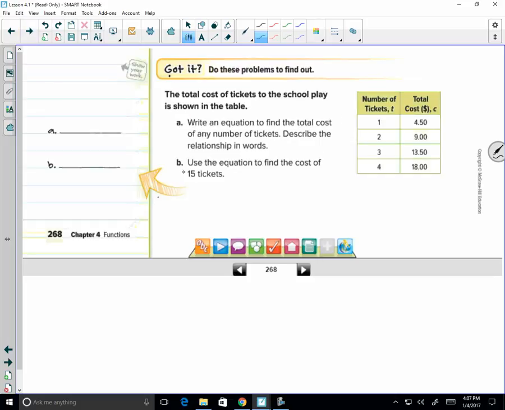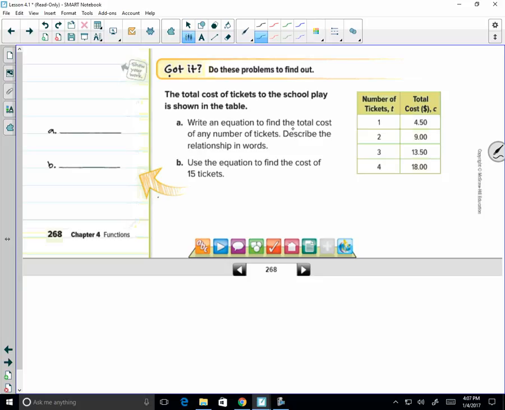All right, we can try these 2 examples. This is at the bottom of page 268. It says the total cost of tickets to the school play is shown in the table. So we have our table here. Number of tickets, T, total cost, C. So 1 ticket costs $4.50, 2 tickets $9, 3 tickets $13.50, and 4 tickets $18.